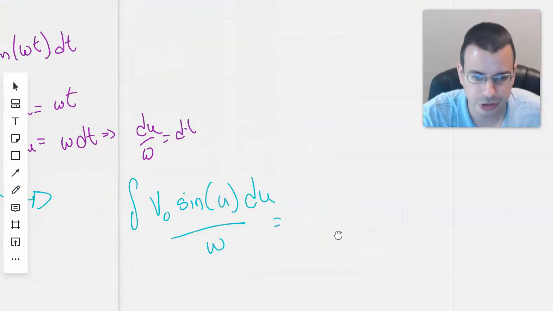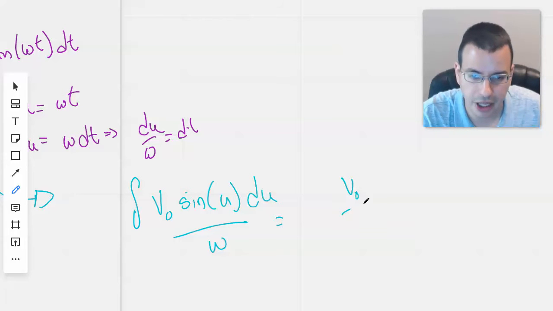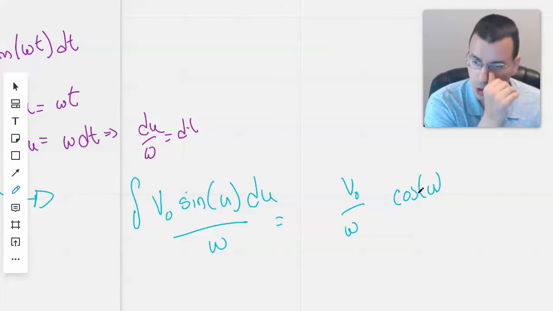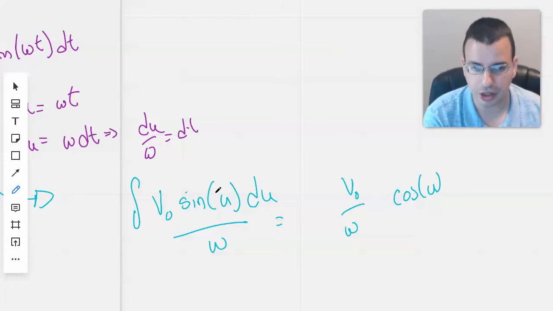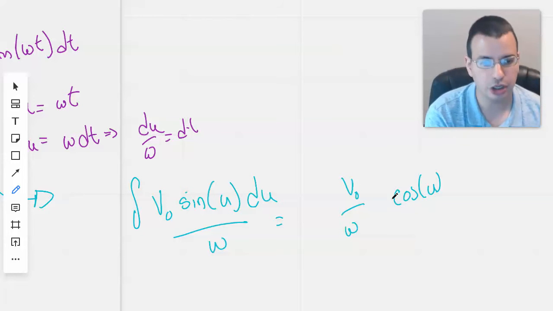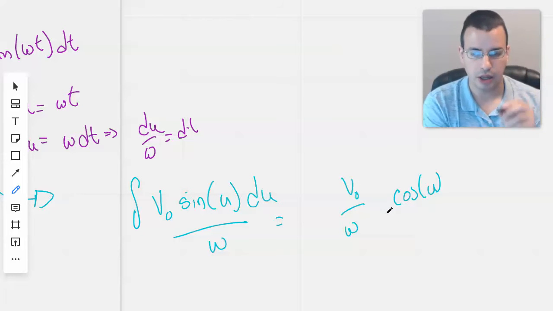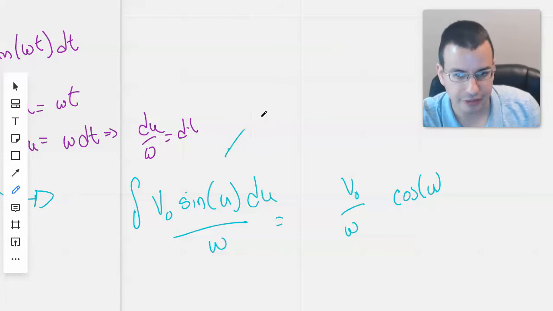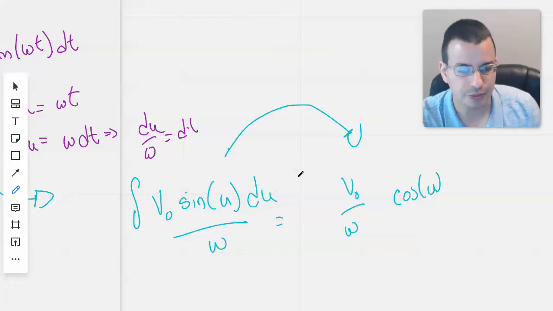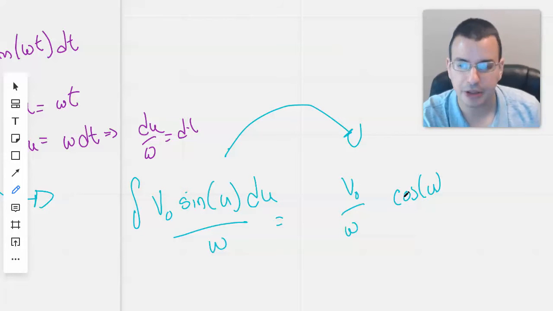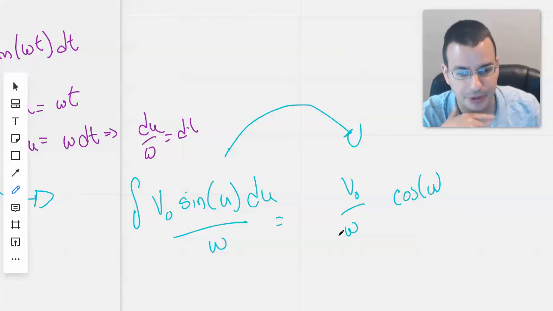Okay. So omega t is u, sine of u, du over omega. And this would then be V naught over omega times the integral of sine u. So if we take the derivative from sine to cosine, it keeps the sign. But if we do the integral, it goes the opposite. So this will be negative cosine.